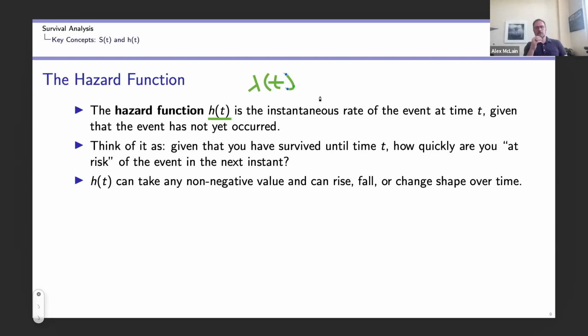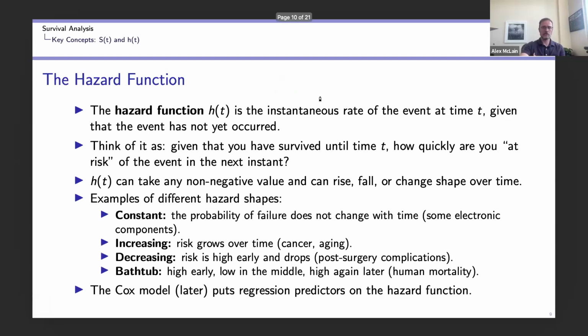The rate of failure can be greater than 1, so it's not a probability, so to speak, because it doesn't have that 0 to 1 stipulation on it. What we'll be doing is comparing hazard rates, particularly when we get to the Cox model later on. We'll be doing regression on these failure rates.